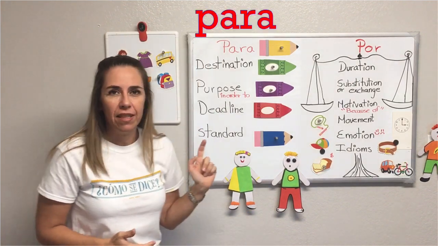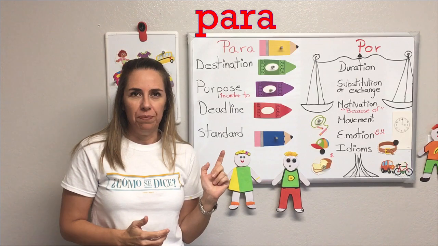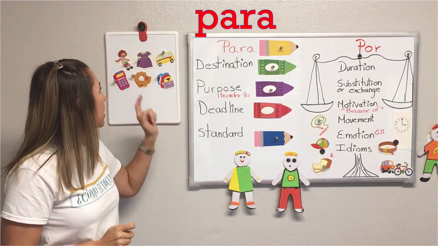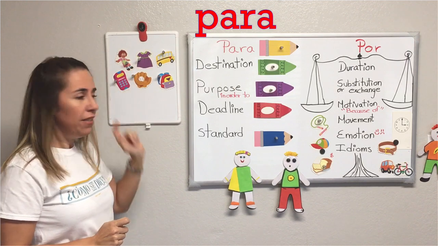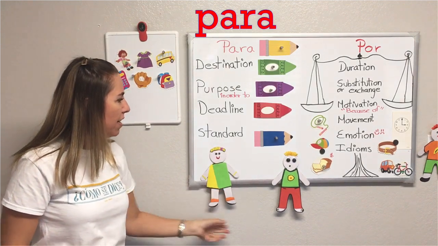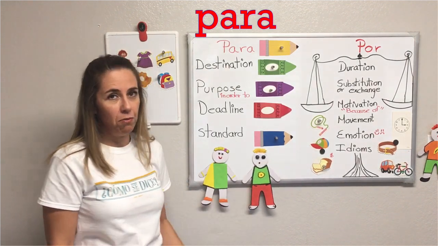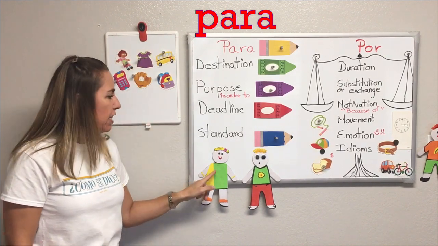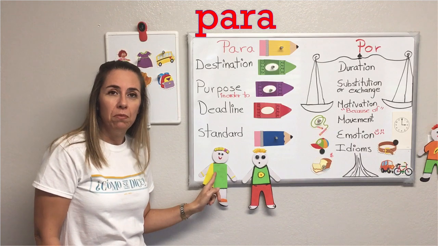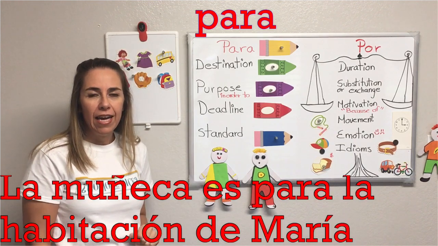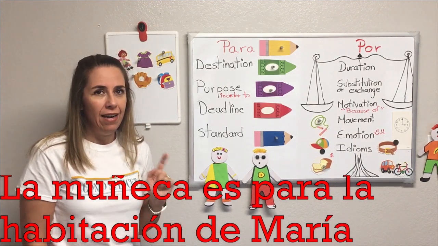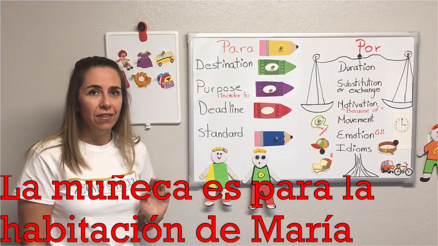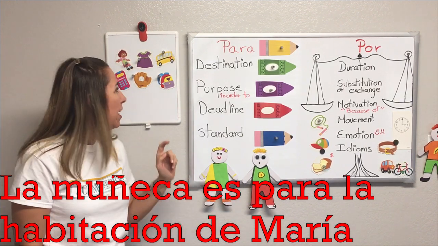Para, my first category is destination. When I talk about destination, I'm gonna give you an example. I have a doll here. I have my friend Maria and my friend Juanito, if you remember them. So, the doll is for Maria's room. La muñeca es para la habitación de María. It goes there, okay, it belongs there.